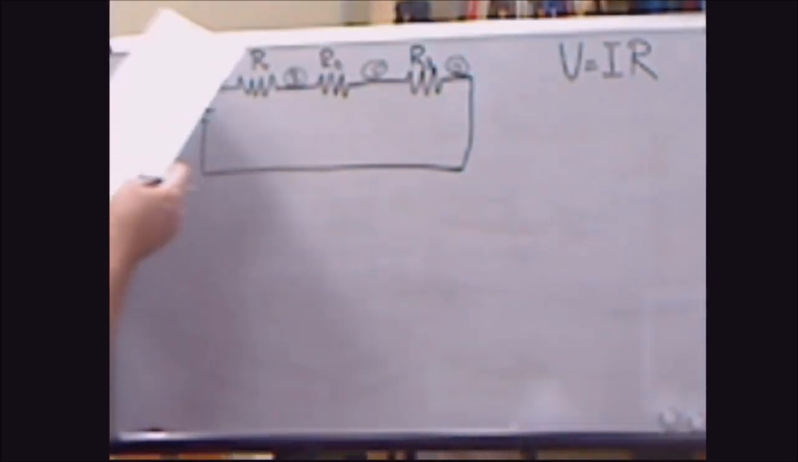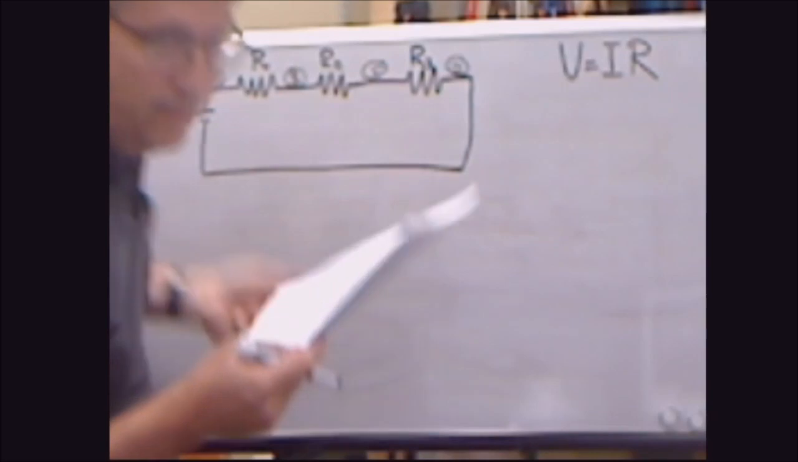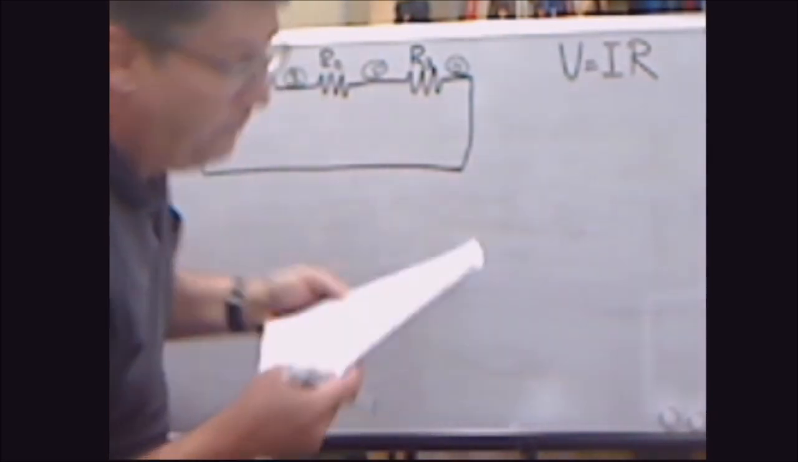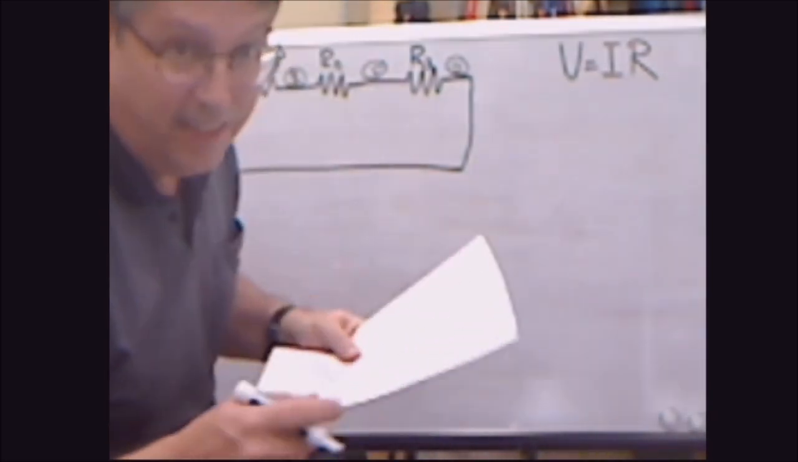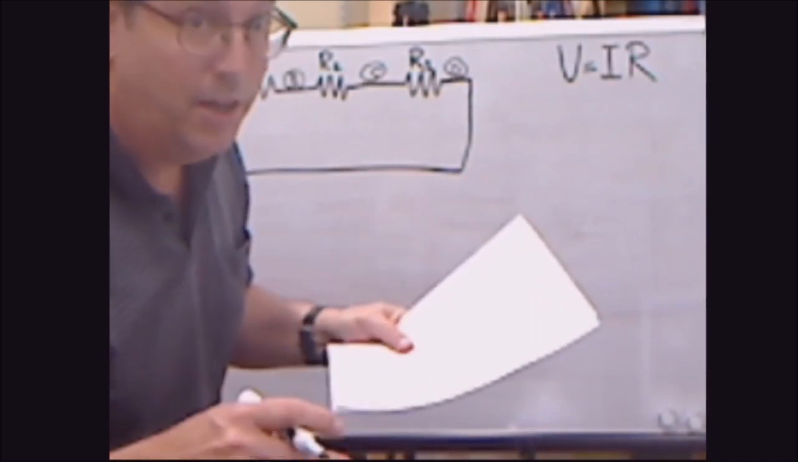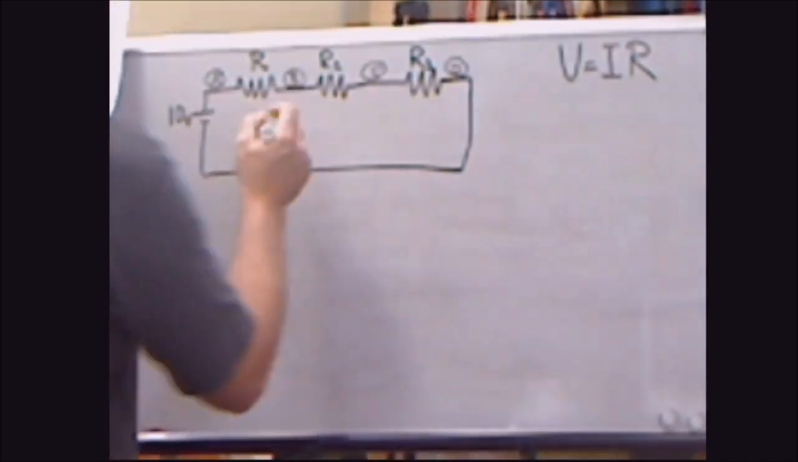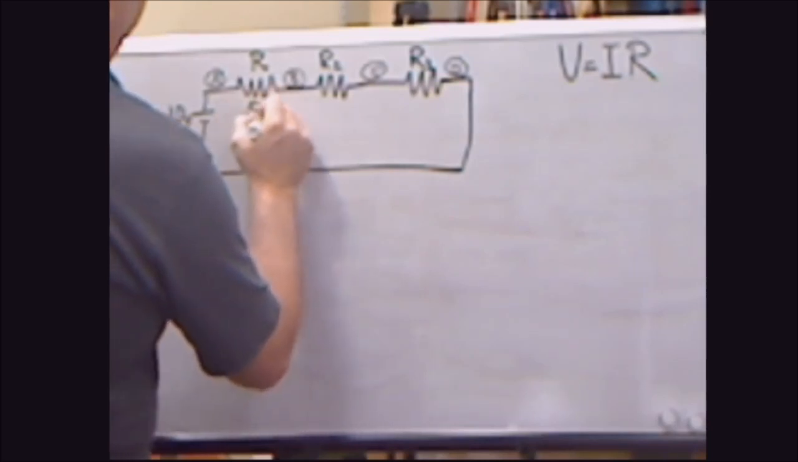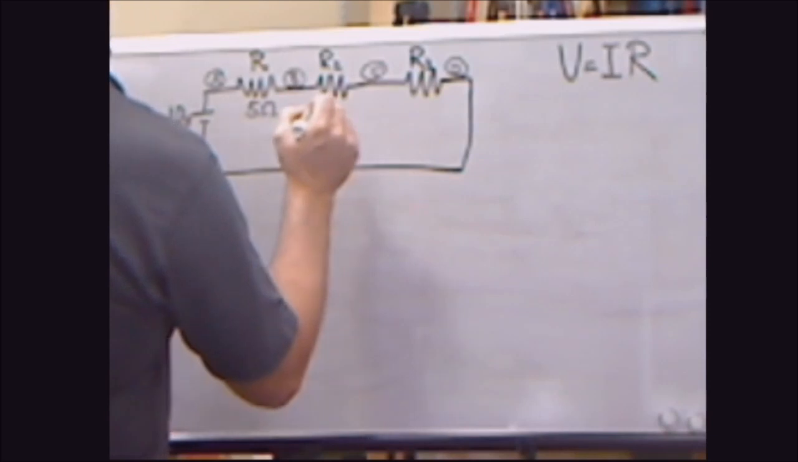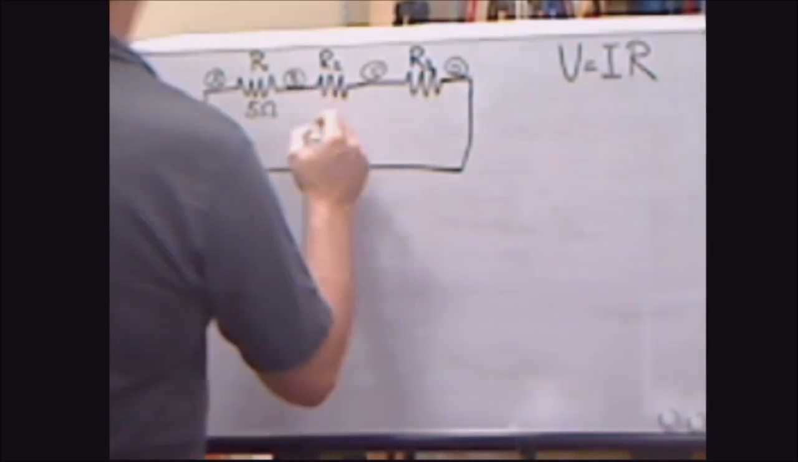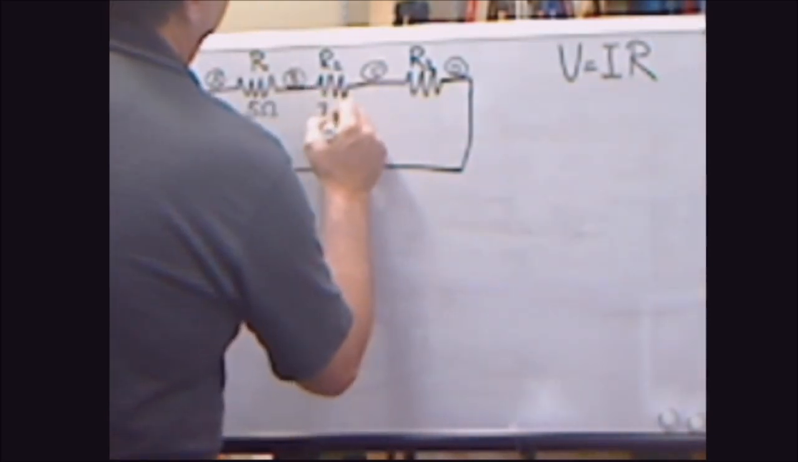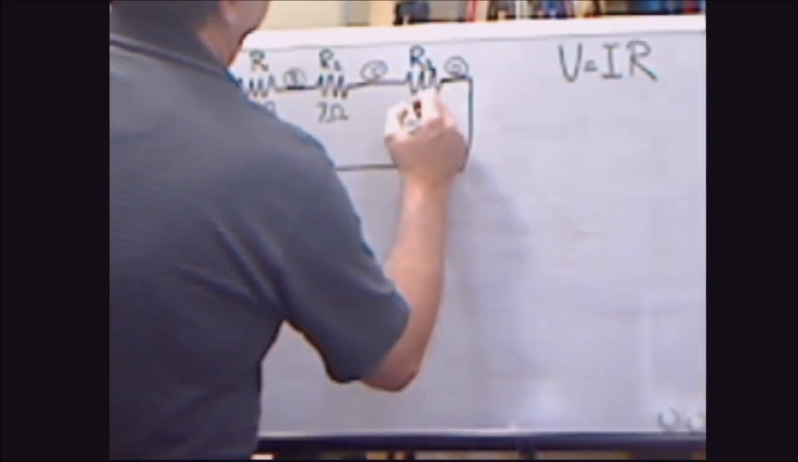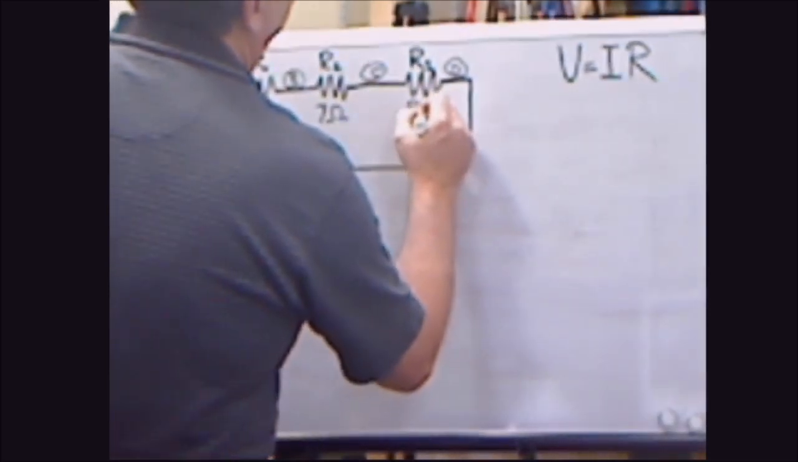Those are just labels. You can use whatever label. You could use different happy faces if you want, but it'd be hard to label a very big circuit with a lot of different happy faces that are distinguishable. All right, so for this one, R1 is going to be 5 ohms. R2 is going to be 7 ohms. And R3 is going to be 8 ohms.